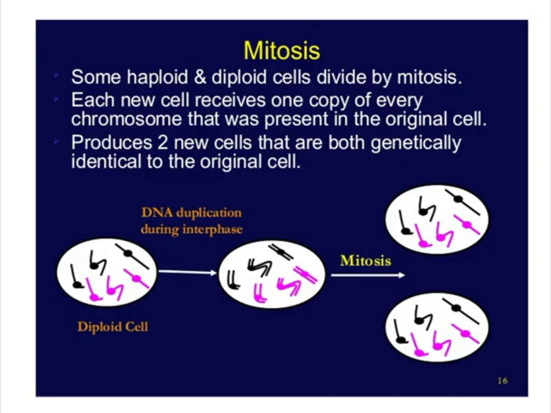Coming to the diploid cell, first the diploid cell undergoes DNA duplication during interphase, followed by the separation of the chromosomes. After mitosis, you can observe two cells: the parent cell, after mitotic division, forms two daughter cells.